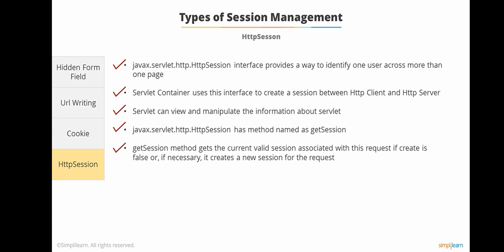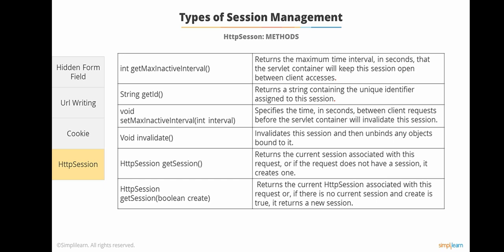These are the set of methods available on HttpSession. getMaxInactiveInterval returns the maximum time interval in seconds that the servlet container will keep this session open. getId returns a string containing the unique identifier assigned to the session. setMaxInactiveInterval specifies the time in seconds between client requests before the servlet container will invalidate this session. invalidate terminates the session and unbinds any objects bound to it. getSession returns the current session associated with the request. getSession with a boolean create returns the current HttpSession. If there is no current session and create is true, it returns a new session.